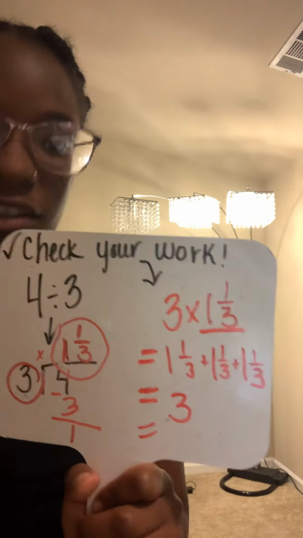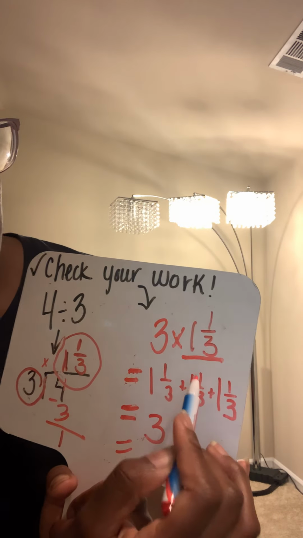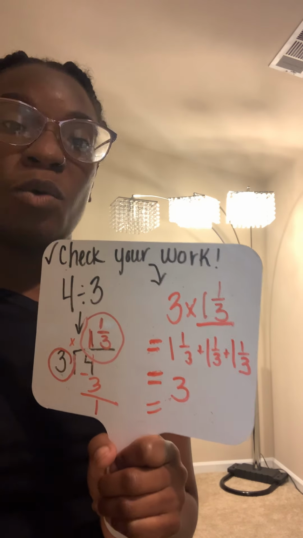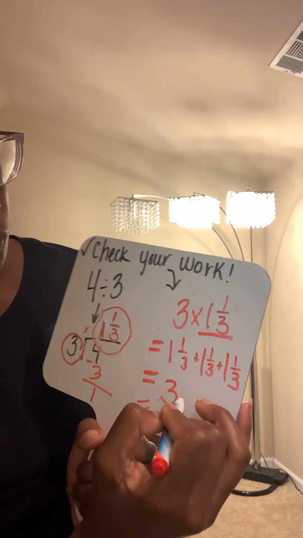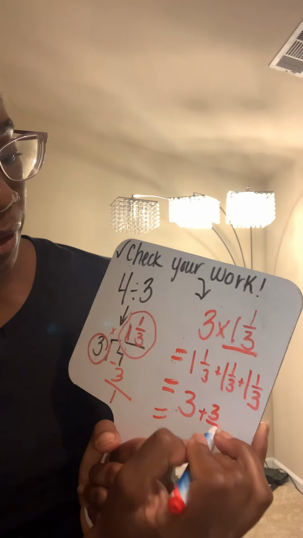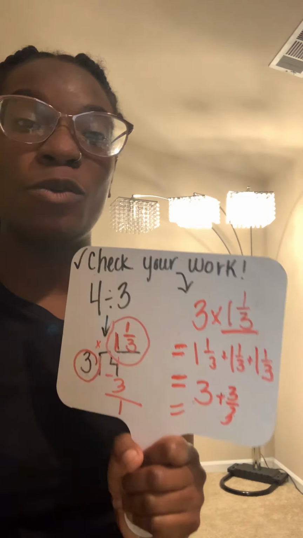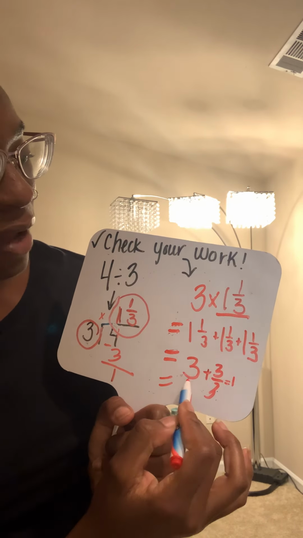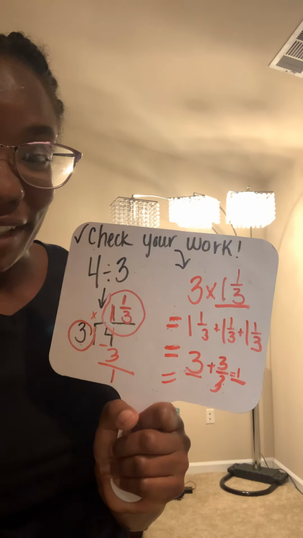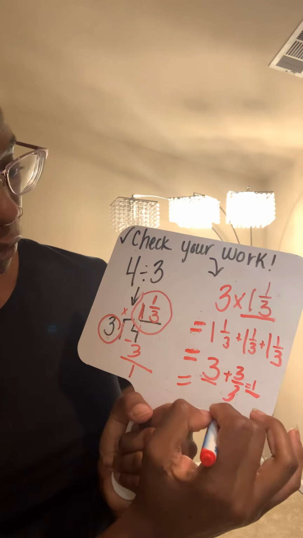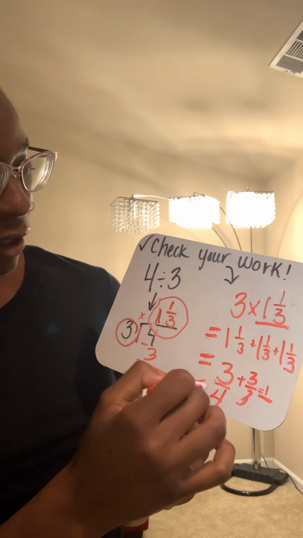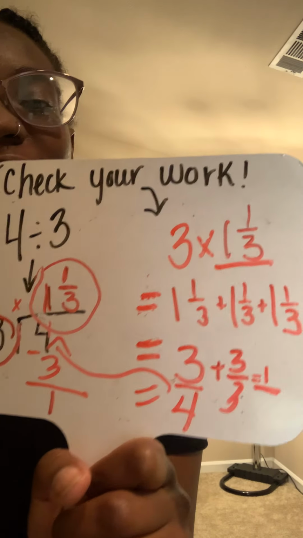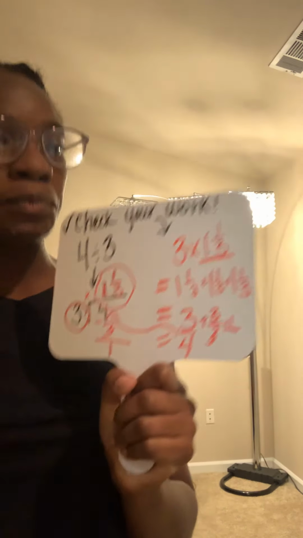And when you add your fractions together, you've got 1/3 plus 1/3 plus another 1/3, okay? And that equals 3/3, or as we know, that equals 1 whole. Okay, so now we've got 3 plus 1, and that equals 4. So when we check our work, we see that we've come to the correct answer.